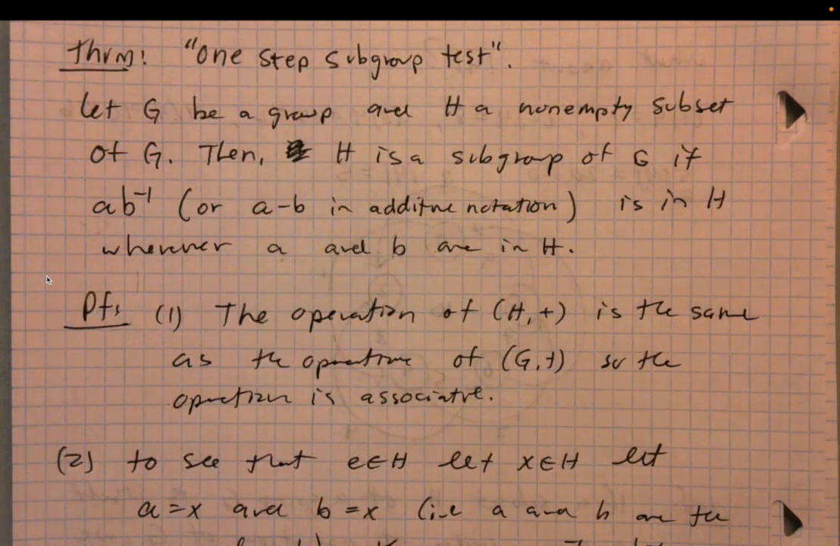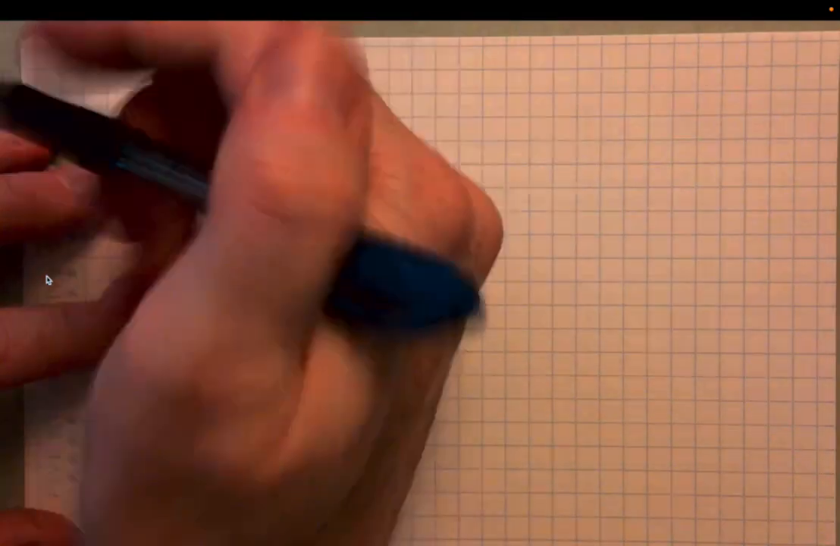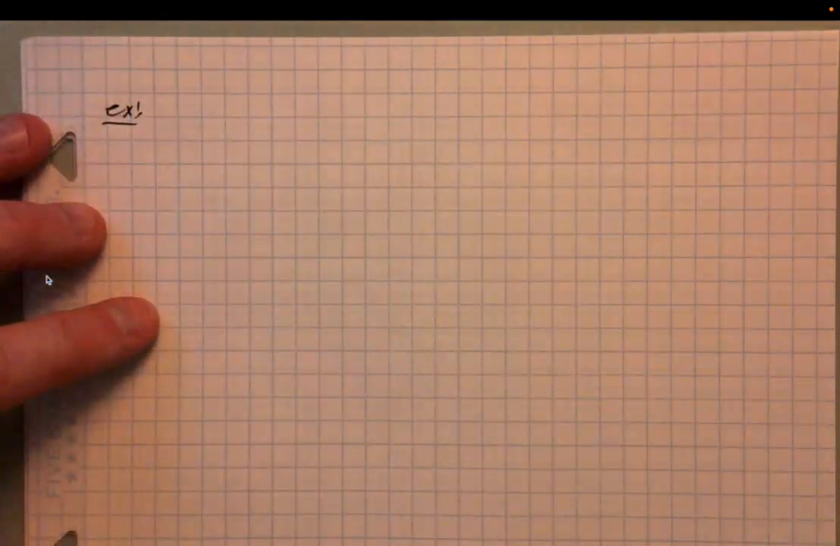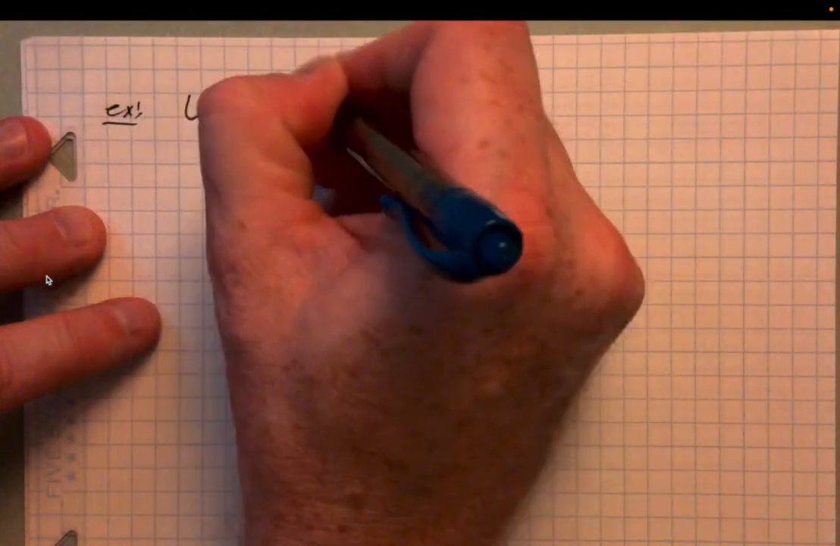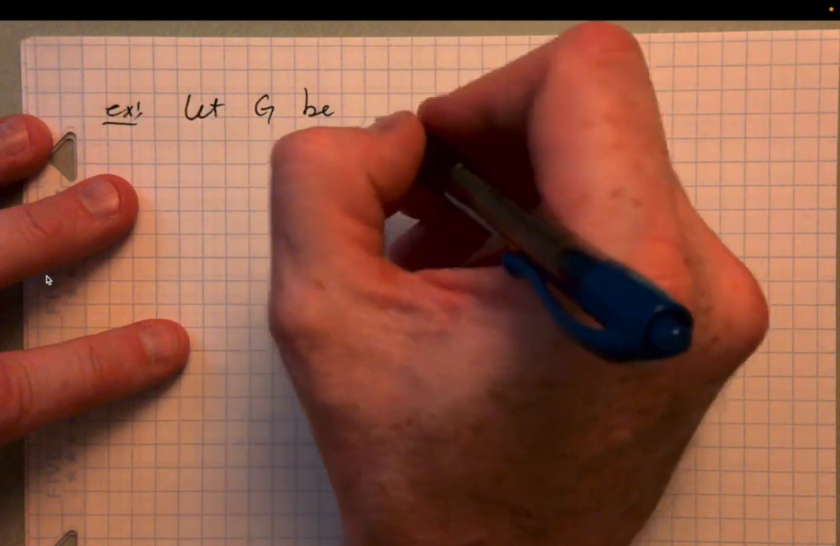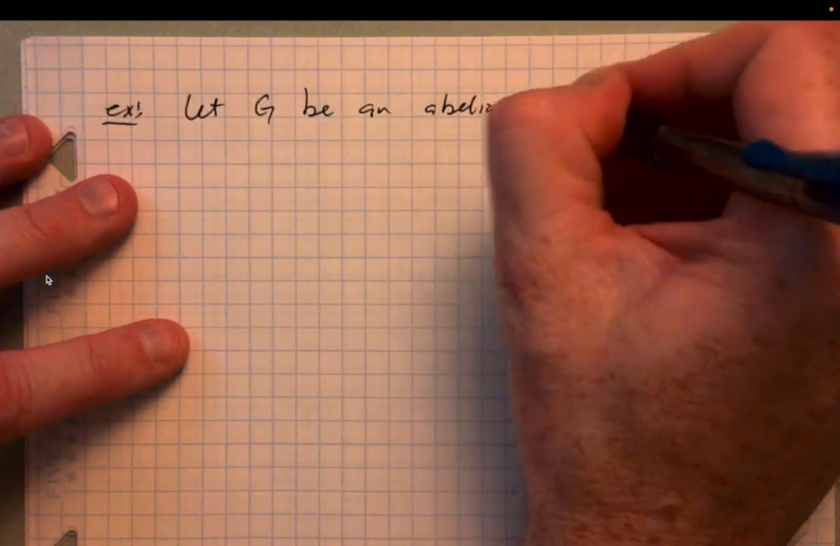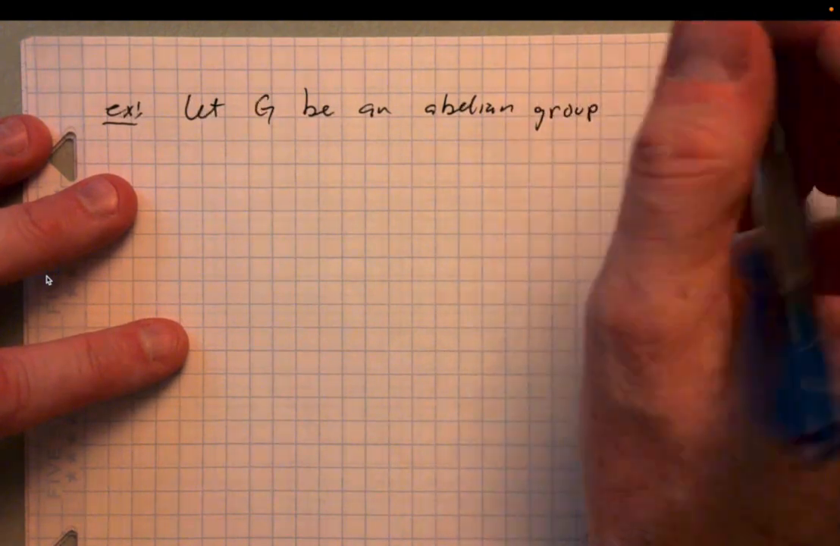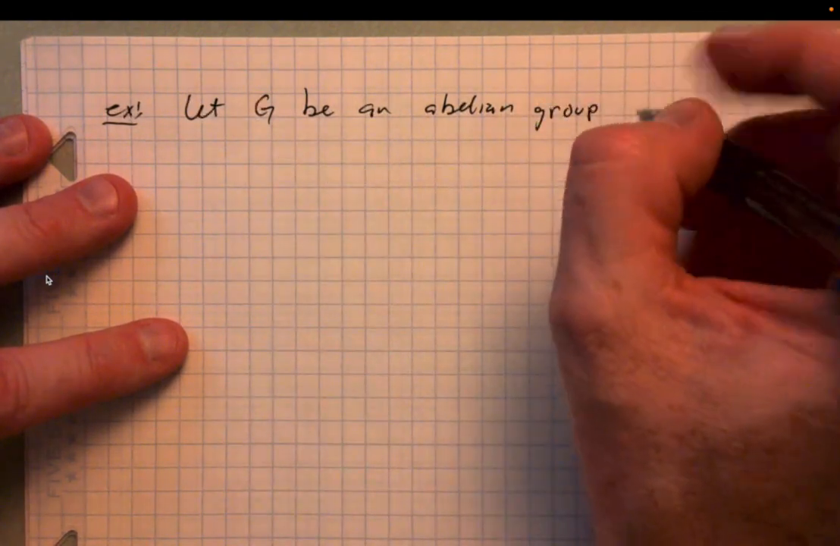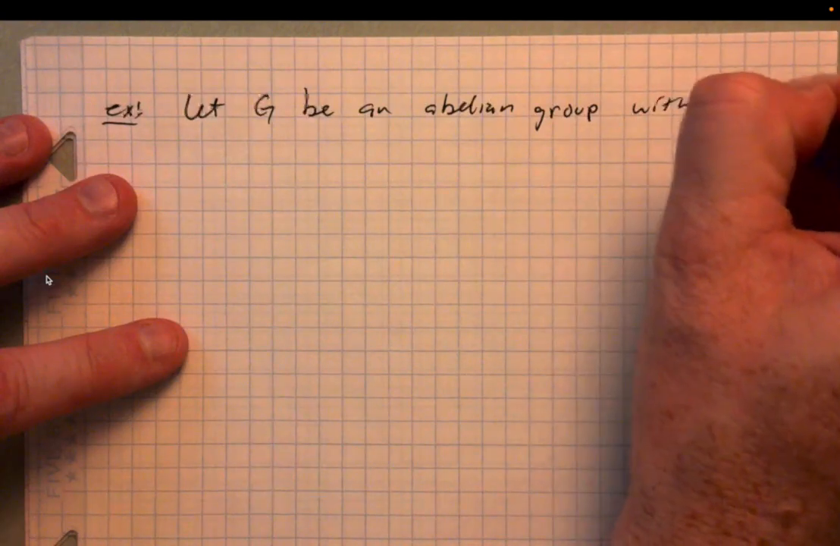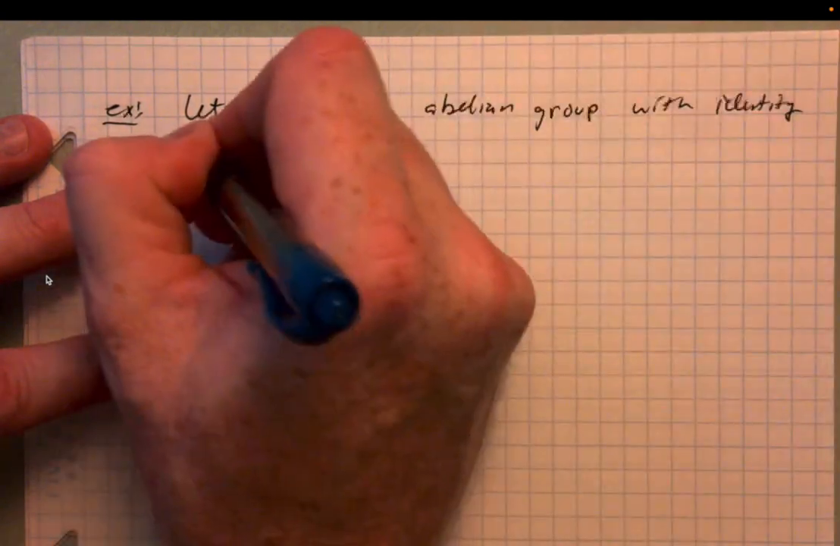All right. Very good. Now what we're going to do is an example, to walk through how this is done in practice, like with a real group and subgroup. Okay, so let's do an example and we'll walk through how this can be used. So let's let G be an abelian group. Which one doesn't matter, but just so long as it has that property. So we'll let G be an abelian group with identity E.